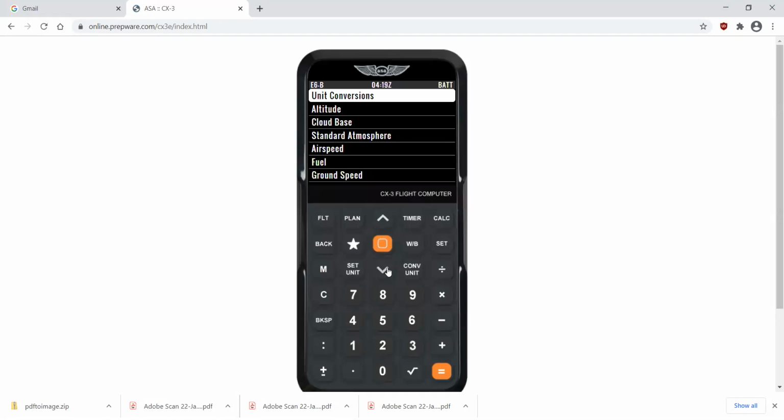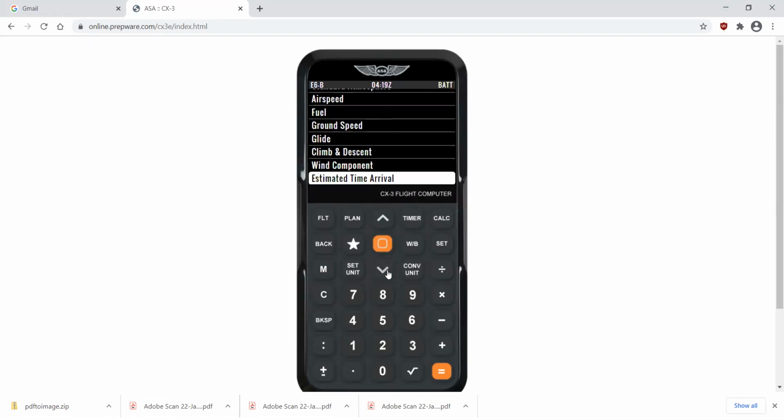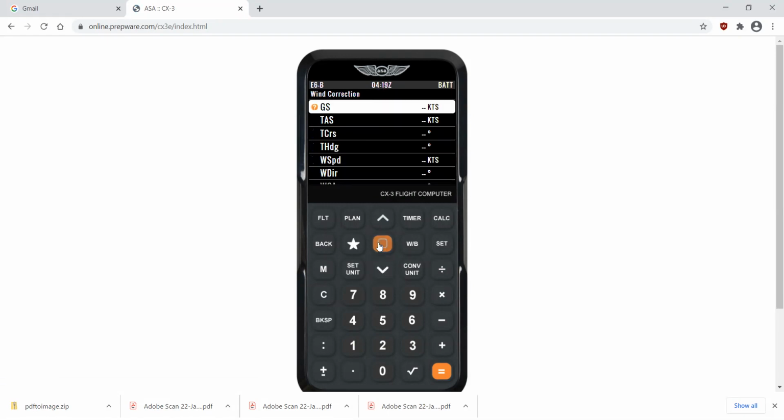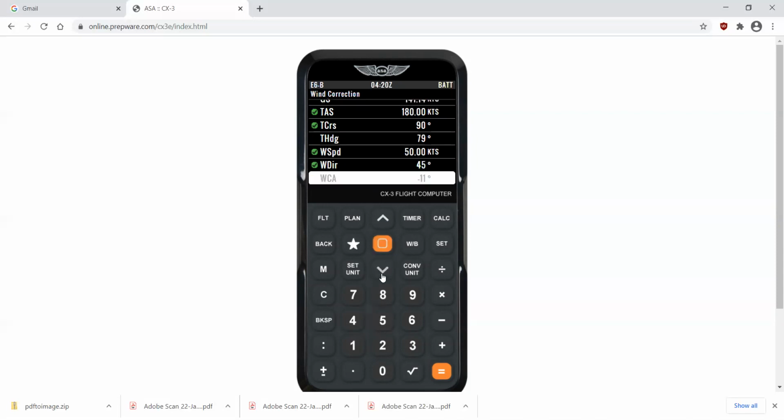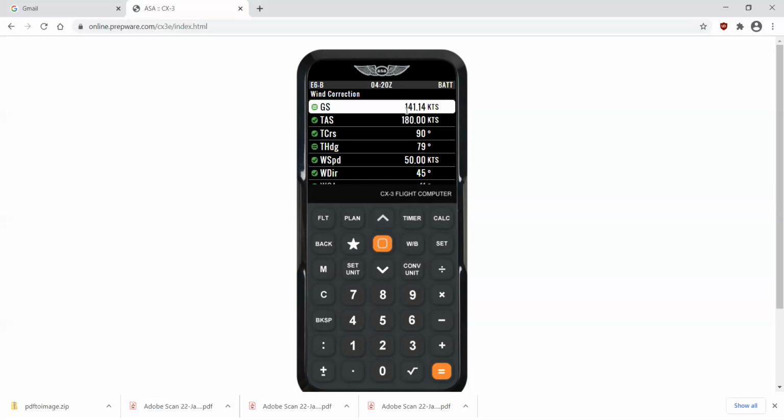Okay, yeah. So we will be going down to the wind correction. So wind correction is here. Now I have been given the TAS of 180 knots, so I'm gonna put 180. Now my true course is 090. My wind speed is 50 knots, which is given in the question, and my wind direction is 045 degrees. So now you can see everything turns green and your ground speed is 141 knots. So I'm gonna go back and write down 141 knots.